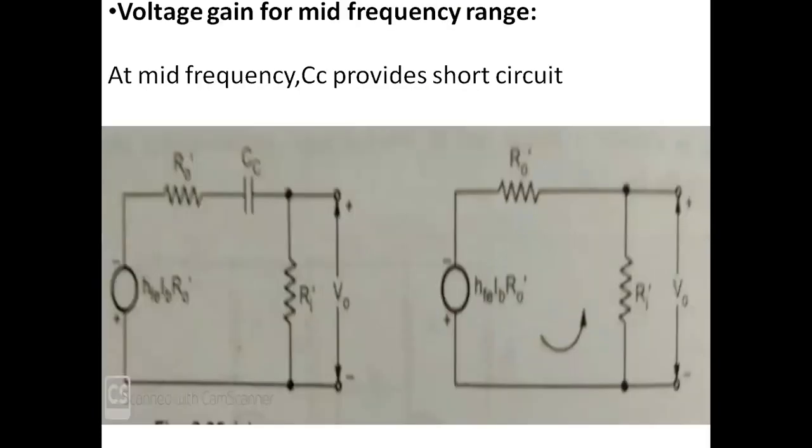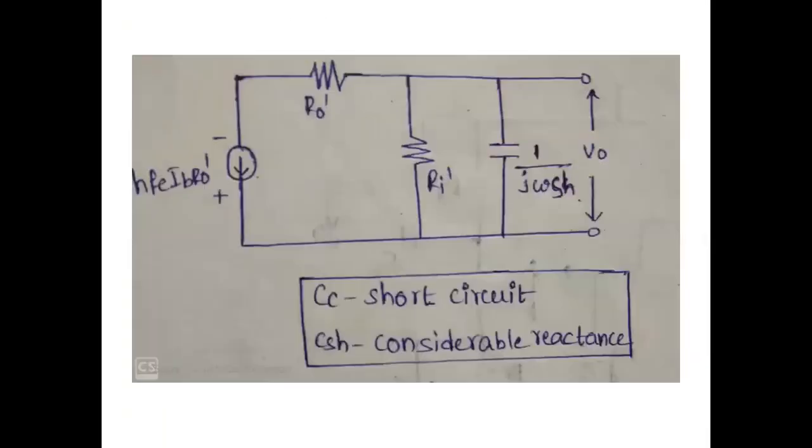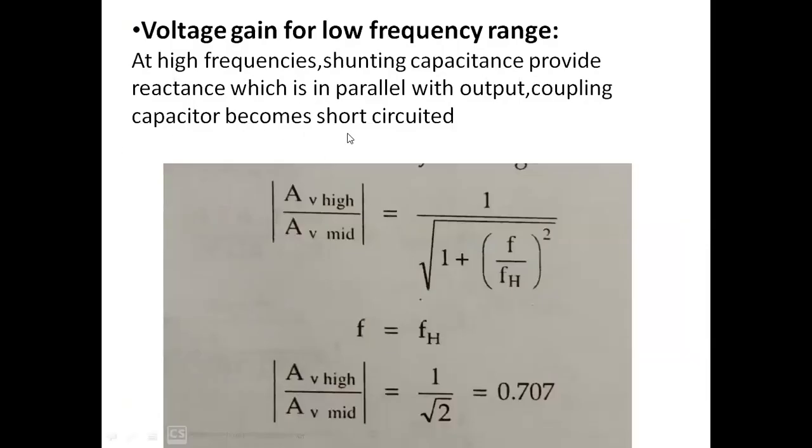Okay, and next Cc becomes short circuit, as well as we have some shunting capacitance that appears at the output, so that one also must be considered. Coupling capacitors become short circuited, and we follow the same procedure. That means in order to find the voltage gain at higher frequencies, the gain becomes AV high by AV mid is equal to 1 by square root of 1 plus (F by FH) whole square. So at F equal to FH, this term becomes 1 by root 2, that is 0.707.